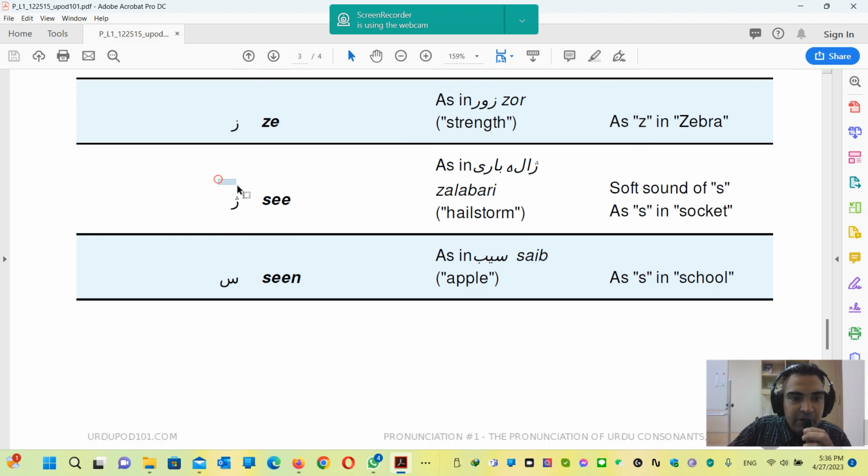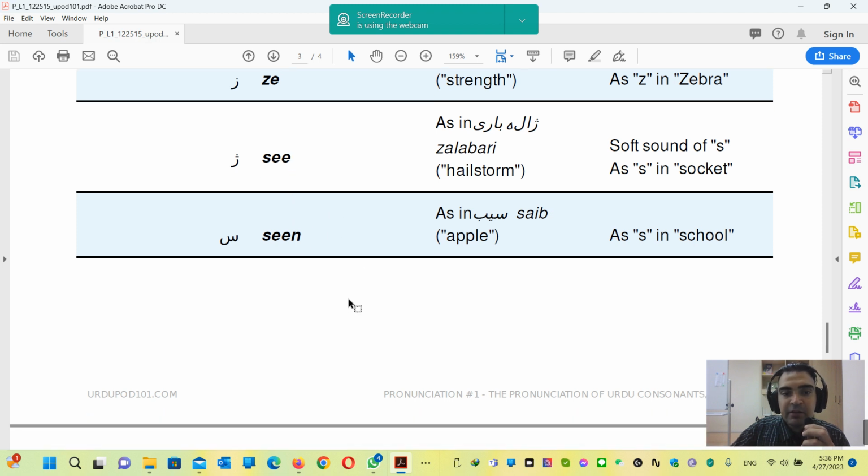The next one we have is se, as in zalabari. Zalabari is like hailstorm in English. The word for hailstorm in Urdu is zalabari. The soft sound of S, like in the word socket. So the pronunciation of this initial is se.